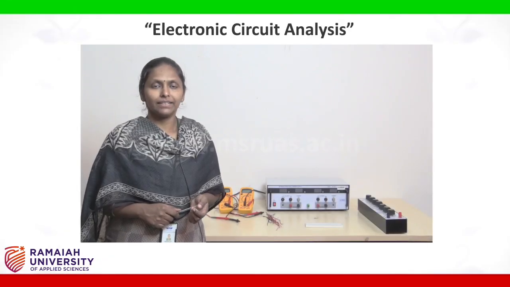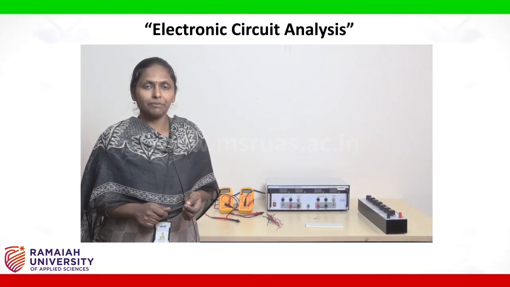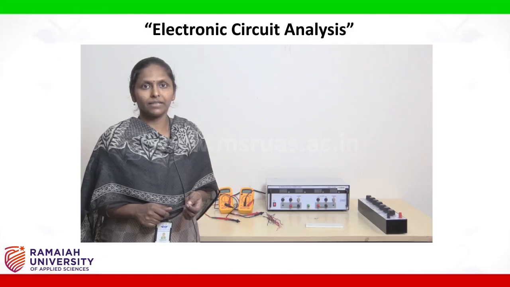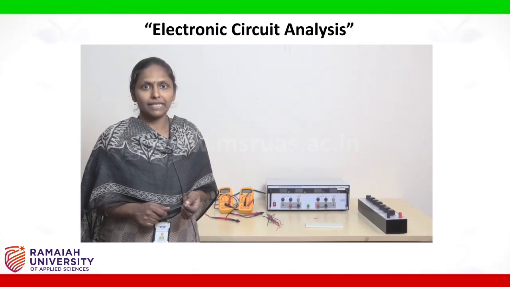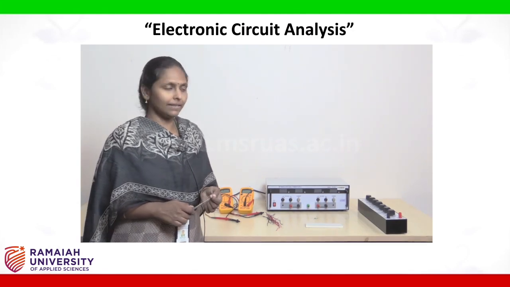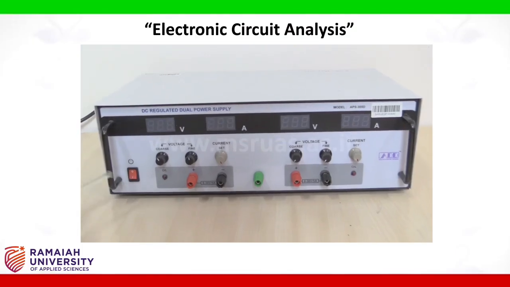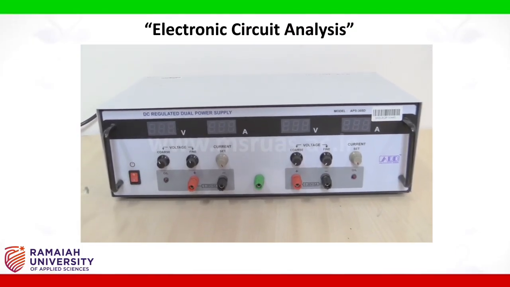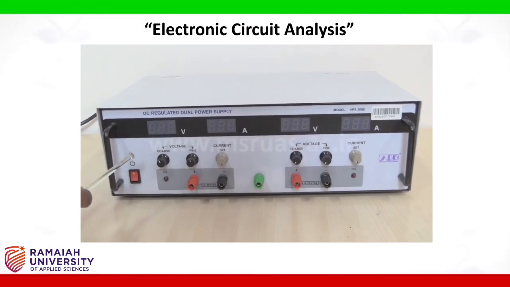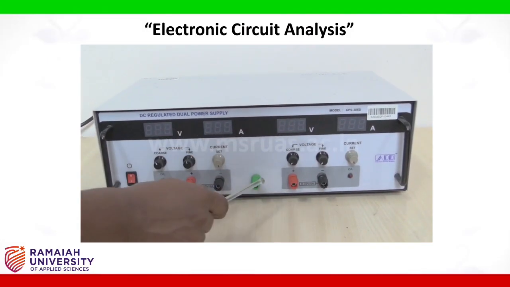Hi students, the name of the experiment is electronic circuit analysis. The aim of this experiment is we are going to verify superposition theorem, Thevenin's theorem and maximum power transfer theorem. The apparatus required for this experiment are: this is DC regulated dual power supply. This is switch on and off button. It has two power supplies, power supply 1, power supply 2.